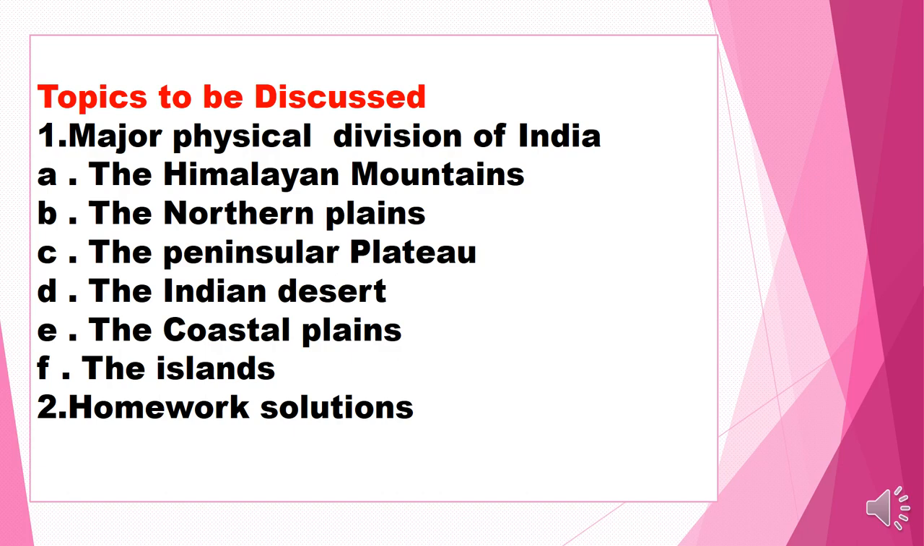The western part is covered by the Indian desert, and the next is the coastal plain area. The coastal plain area is divided into two parts: western coastal plain and eastern coastal plain. And after that we will discuss the islands. A land covered by water on four sides is called an island. In our country we have two island groups: Lakshadweep and Andaman and Nicobar. So students, after that we will solve some questions that I assigned in the previous lecture.